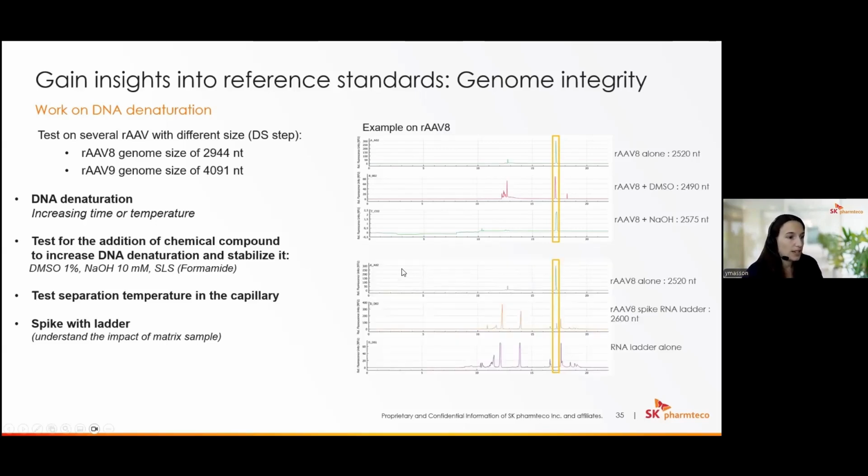We also tried adding the ladder to a sample in order to be sure that the sample matrix after extraction has no impact on the migration of the samples on the electrophoregram. But in the end, we still have an underestimation of the size. The question is now to determine if the issue in size determination comes from the RNA ladder.